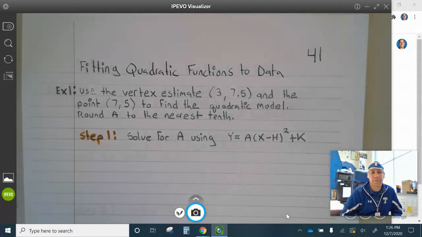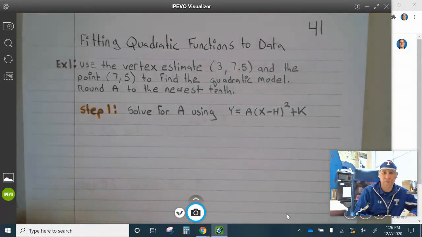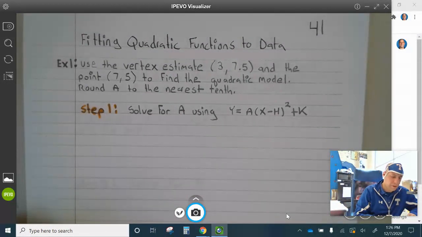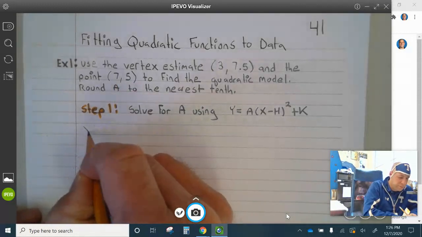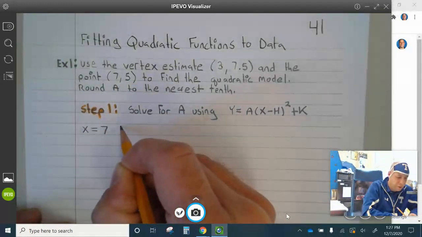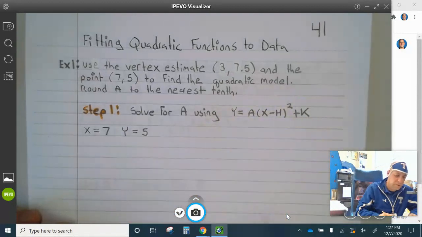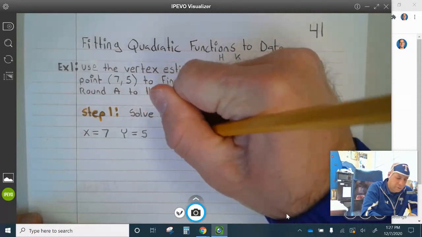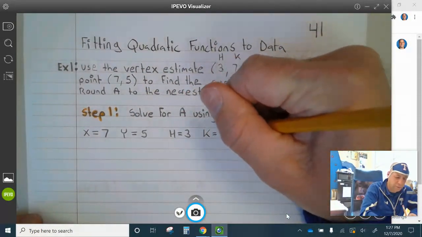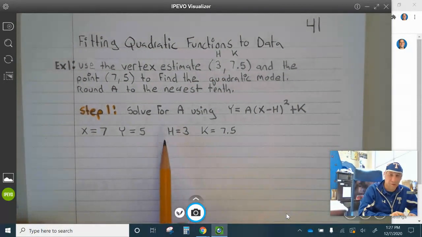Example 1. Use a vertex estimate (3, 7.5) and a point (7, 5) to find the quadratic model. Round a to the nearest tenth. Step 1, solve for a using the vertex form y equals a(x minus h)squared plus k. We know that our x value is 7, our y value is 5. This is our vertex, so this is h and this is k. So h equals 3 and k equals 7.5. We're going to plug these values in.